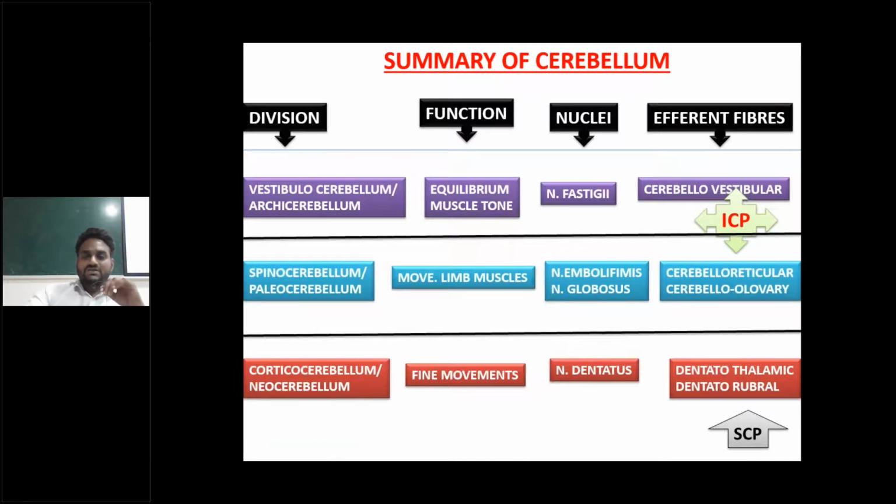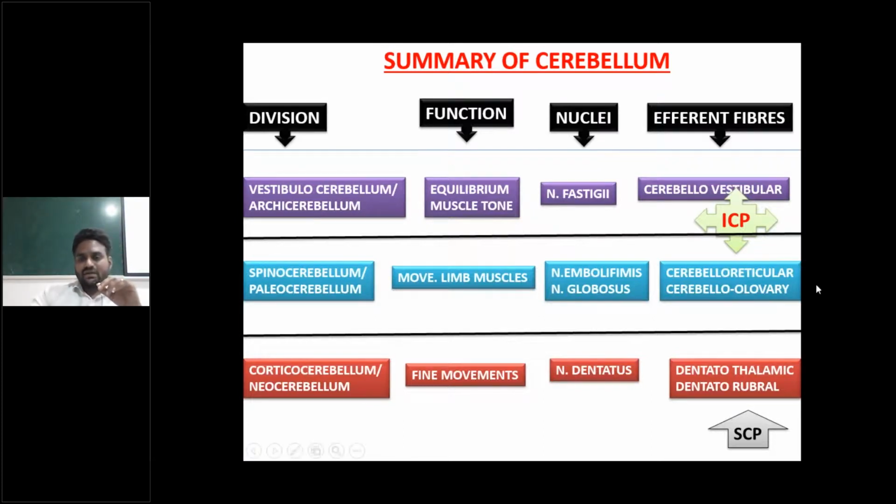For example, the dentate nucleus is the nucleus of the corticocerebellum, the neocerebellum, present in the lateral aspect of the cerebellum. It gives rise to efferent fibers, which are named dentatothalamic and dentatorubral fibers. These dentatothalamic and dentatorubral fibers pass through the superior cerebellar peduncle. That's enough. So like that, based on this single slide, we can learn something about all parts of the cerebellum.